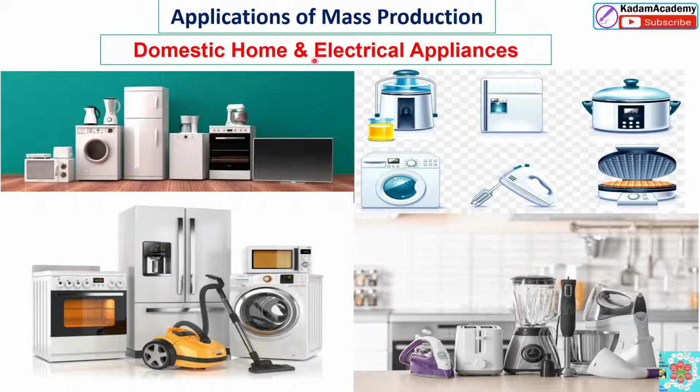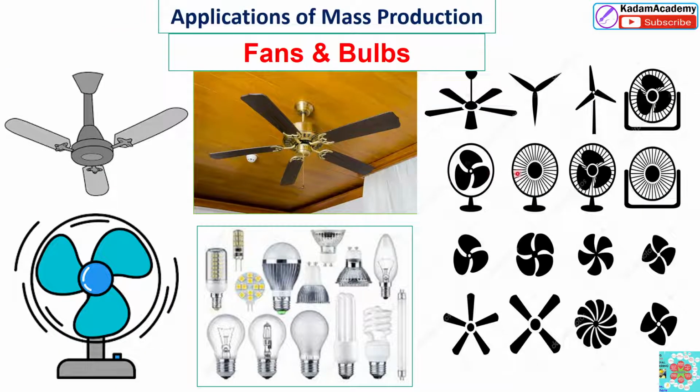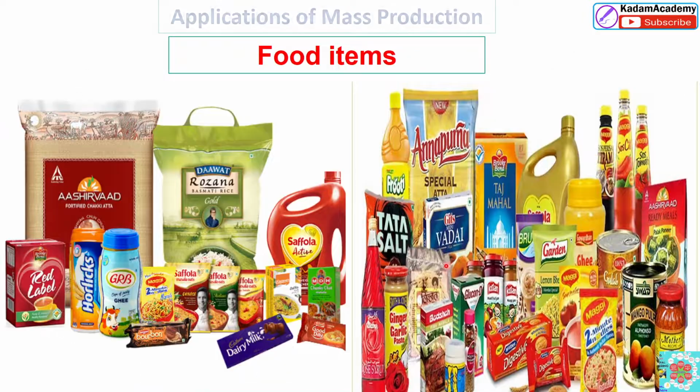You can see the domestic home or electrical appliances. Various appliances are there for the home. Here are the fridge, washing machine, oven, dishwasher, TV, mixer. Different electrical appliances or home domestic appliances. Now you can see the fans. Different types of fans are there. They are also produced in mass production, along with a variety of tubes and bulbs. Food items also come under this application of mass production.